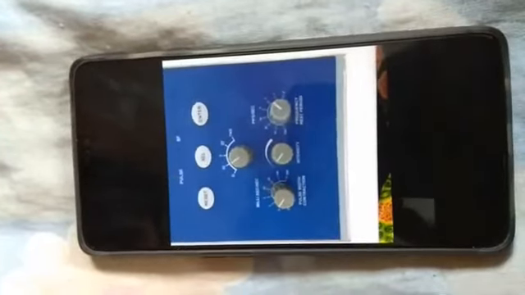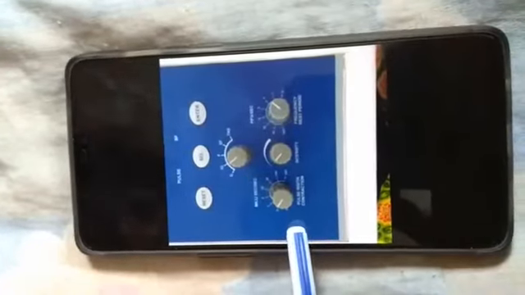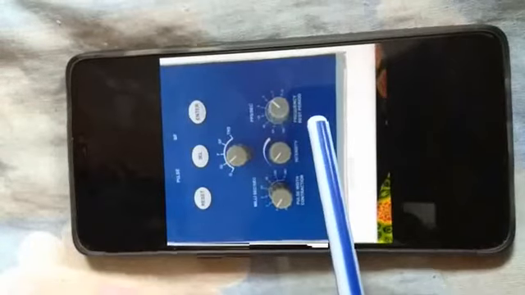For the application of the surge Faradic current, there are two knobs: contraction period and relaxation period.